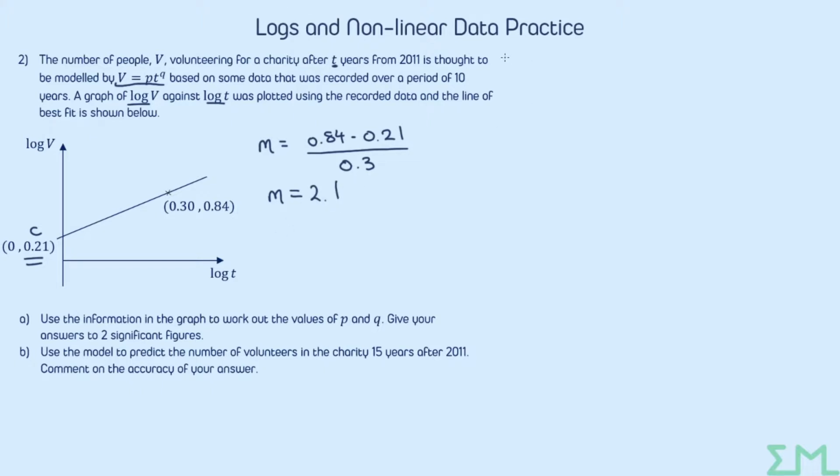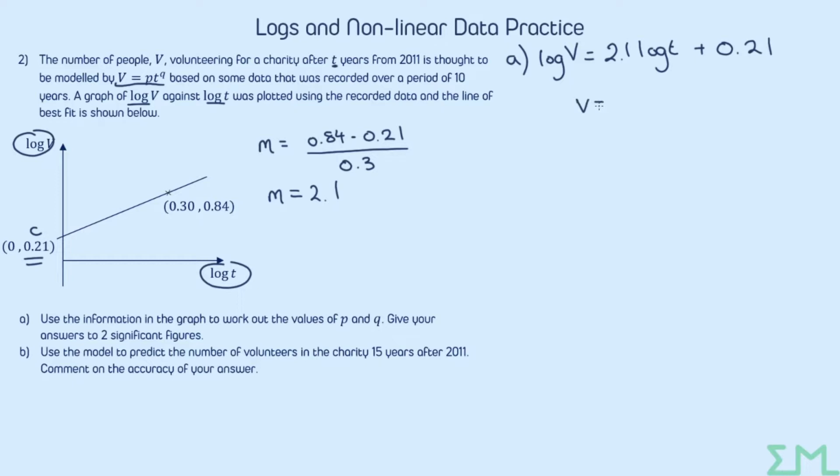That means we can now write down our equation of the line of best fit. So that will be log v, remembering to be careful to use these here for your y and x. So log v equals 2.1 log t plus 0.21. Now we're going to need to compare that back to our original model using logs so that we can get something in P and Q.